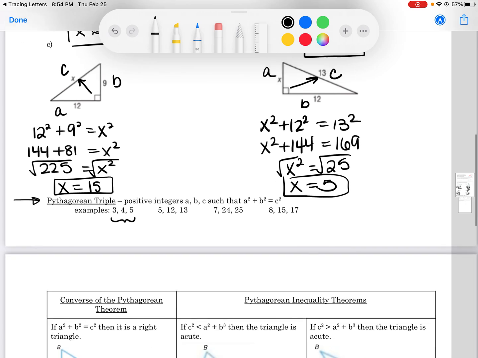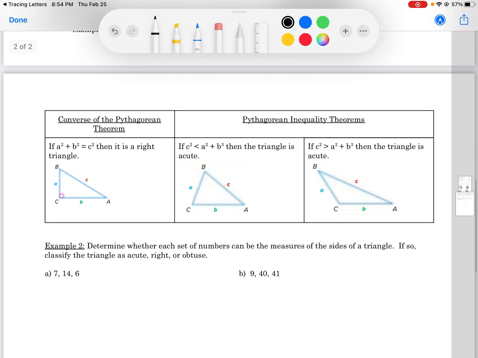All right, so we can also kind of use this Pythagorean theorem to tell us a little bit more information. So if we have a squared plus b squared is equal to c squared, we can assume we have a right triangle. So this is the converse.